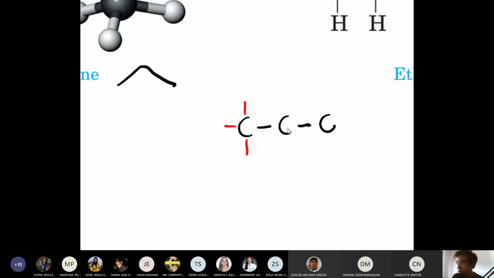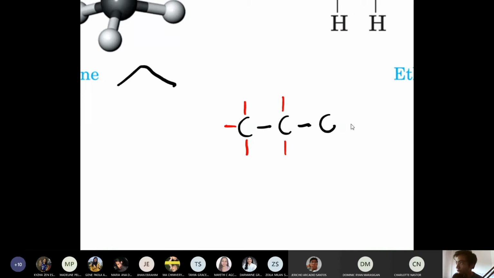Okay? So, let's check at the middle carbon. For the middle carbon, ilang bonds na yung meron siya? 1 sa left, 1 sa right. Okay? Ilan yung pwede? 4, di ba? 4 dapat. Pero may 2 na. So, ilan pa yung pwede? 2 pa. No? So, that carbon can be attached to 2 more atoms.